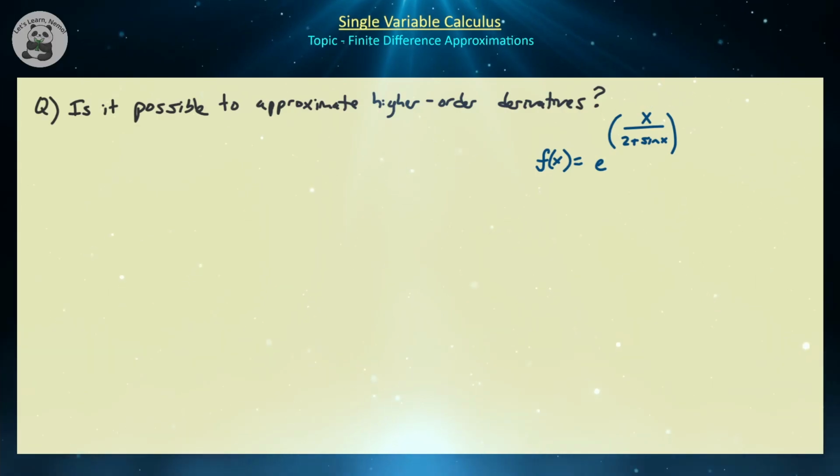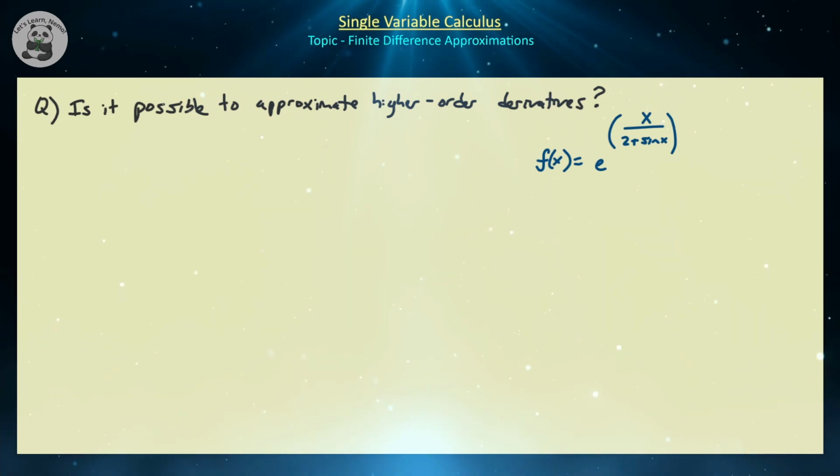So the next natural question you may want to ask is, is it possible to approximate higher order derivatives, like the second, the third, the 50th, the 1763rd derivative at a particular point? The answer is, of course, yes.